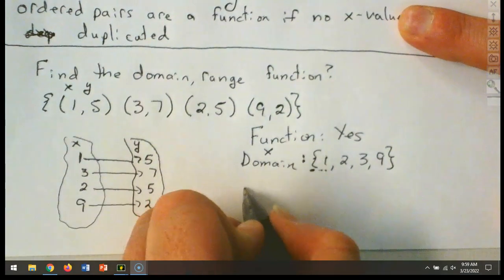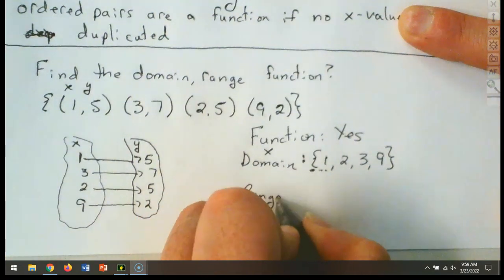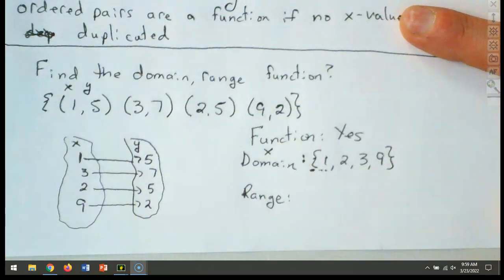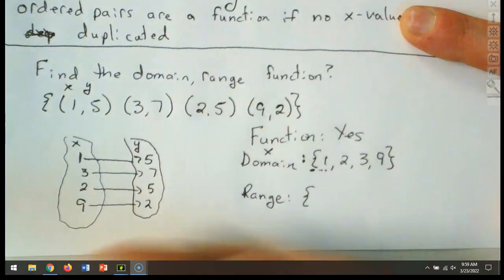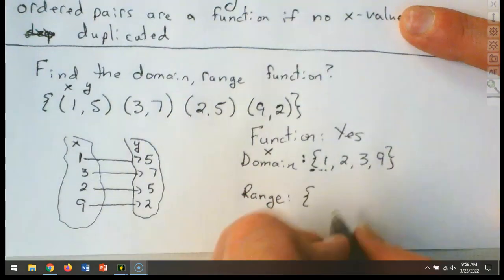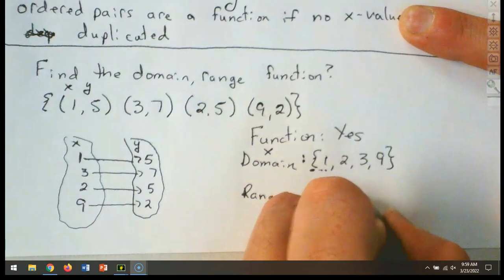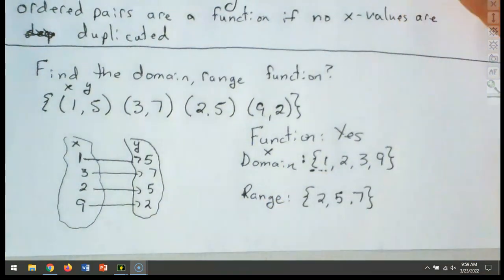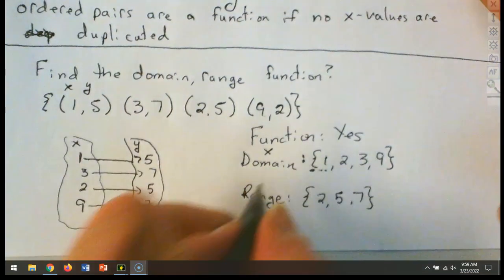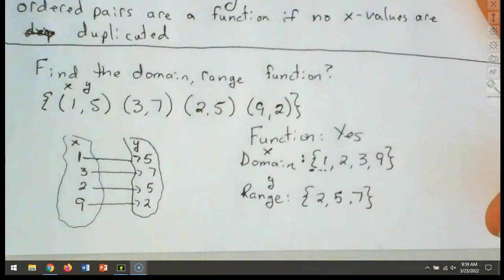Range, we need to get that as well. Now, duplicated values are only listed one time. So we've got a 2, right? A 5 and a 7, isn't it? And that's it: 2, 5, and 7. That's your range, which is the y values.